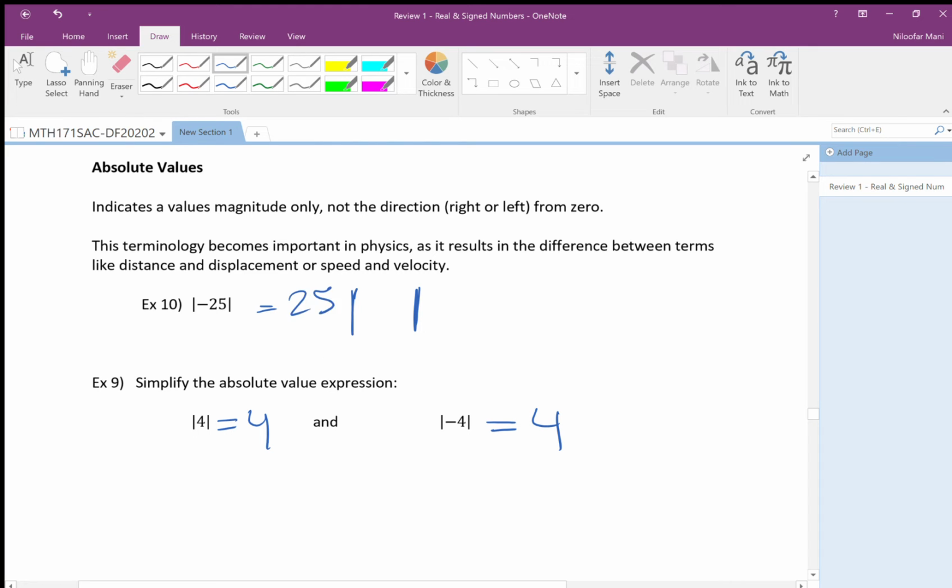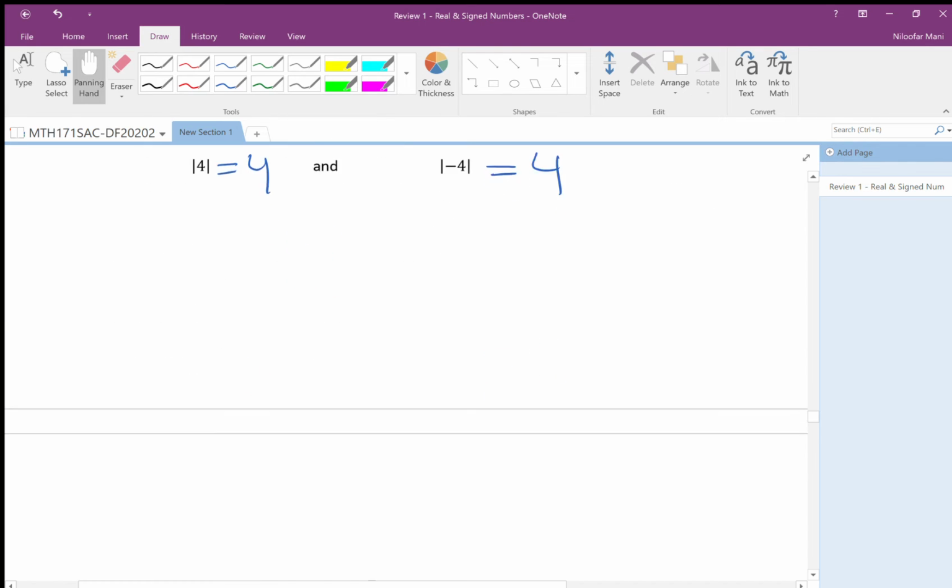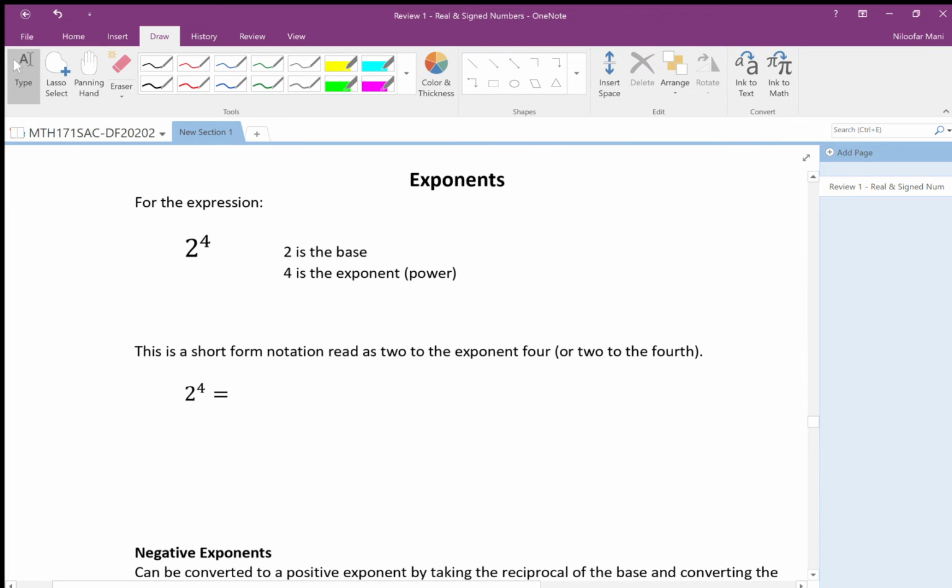So if I have negative, the answer is positive. If I have positive, the answer is positive. Absolute value means what is the magnitude of the number. You are not even thinking about the sign. We use it in physics, for example. We use it in engineering and many other applications.